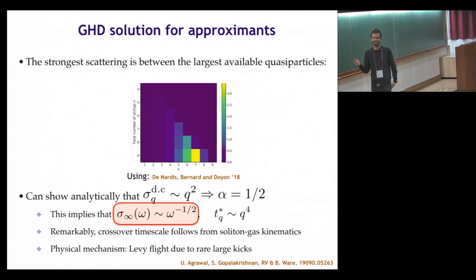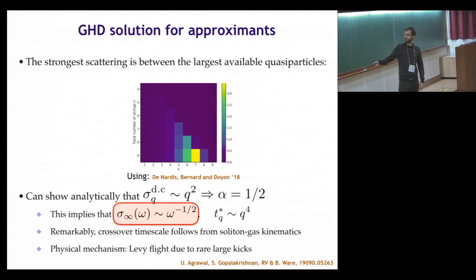So, just a few words for the more GHD experts among you. This time scale comes purely from computing the DC conductivity. It also makes sense from just thinking of the soliton gas and what happens microscopically. You can compute velocities and densities, and you can see that from this soliton gas, there's a simple mechanism that gives you this time scale, and it has to do with Levy flights. I won't go into this.